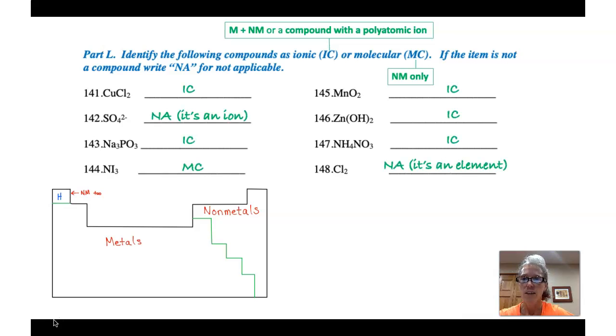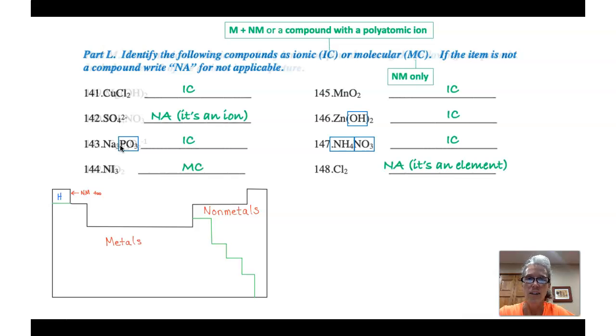Okay, here we go. Here are the answers. A couple of things to highlight. We can tell that 142 is an ion because of this charge. 143 is ionic. You can tell by the sodium, but hopefully you also spotted this polyatomic ion here. 146 also has a polyatomic ion. Those parentheses kind of give it away. And 147 is probably the most commonly missed problem here on the page. It sure looks like a molecular compound because all of those are nonmetals, but it really contains two polyatomic ions.